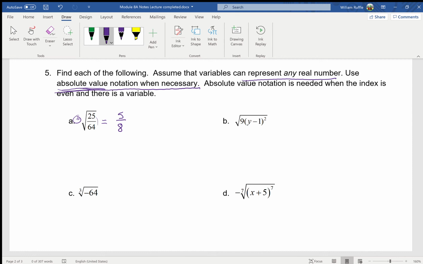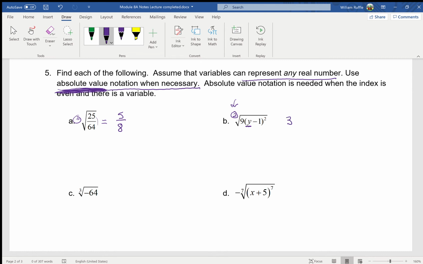Now this next one, this is still an even index here, so it's a 2, but there is a letter in here. So we have to make sure anytime there's a letter, it has to be positive, so we have to use an absolute value. Anytime this index is even and we have a letter, I'm going to have to use the absolute value.